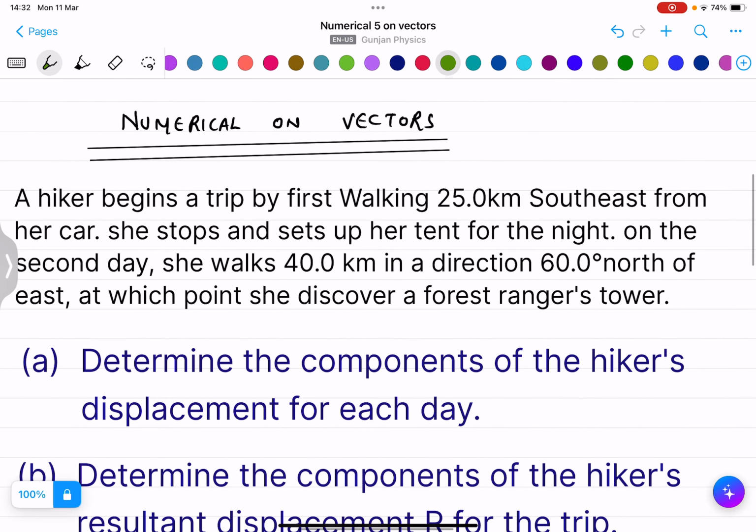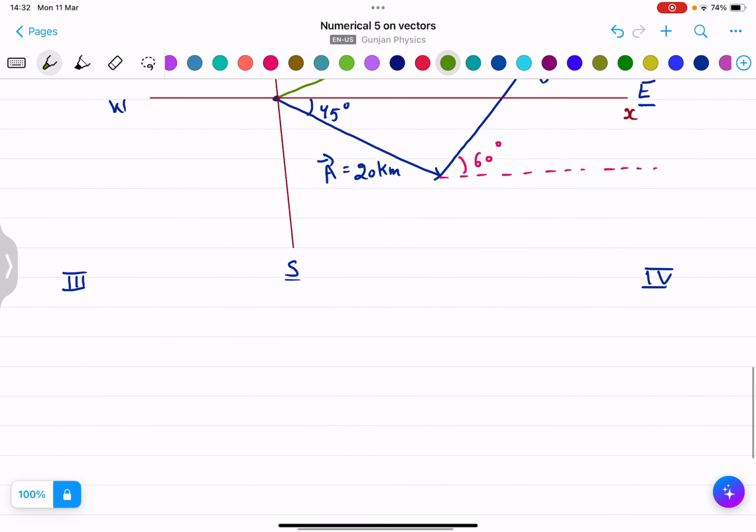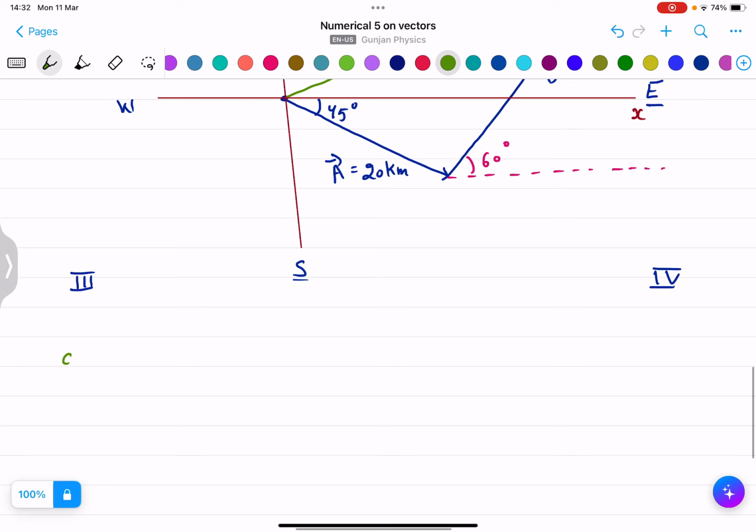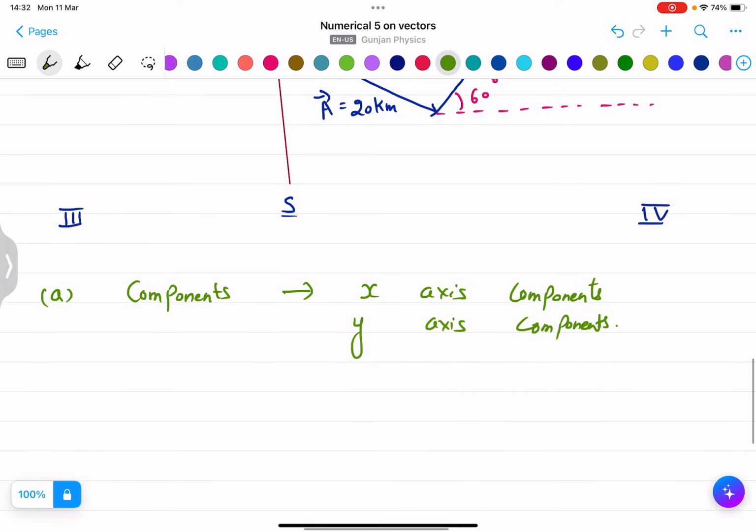Now let us solve the first part. Determine the components of the hiker's displacement for each day. So this is very simple. We need to solve the A part. A part is saying components. Components means the x-axis components and the y-axis components. That means horizontal and vertical components, right?